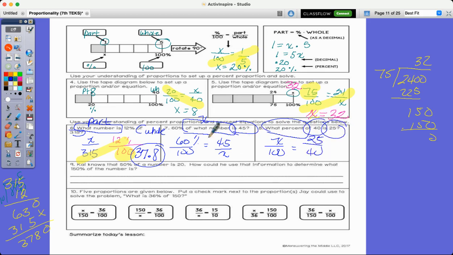That goes on top. Now, I set these up for you. I expect you to solve those and find me what X is. Okay, you're going to do number 9 and 10.